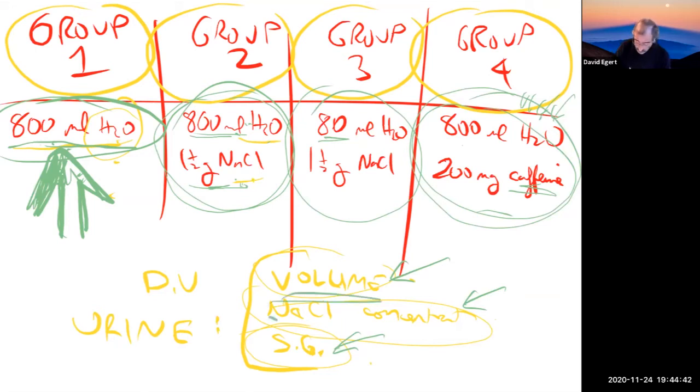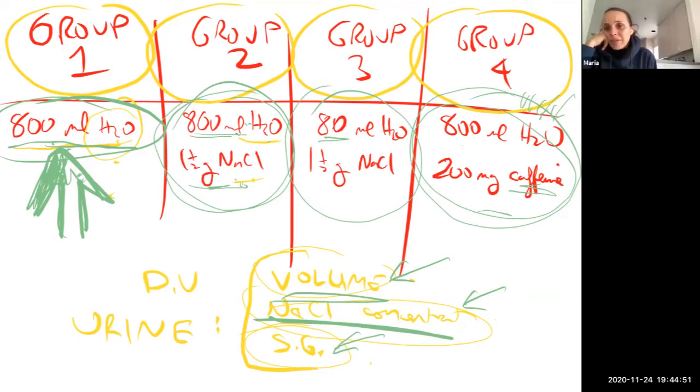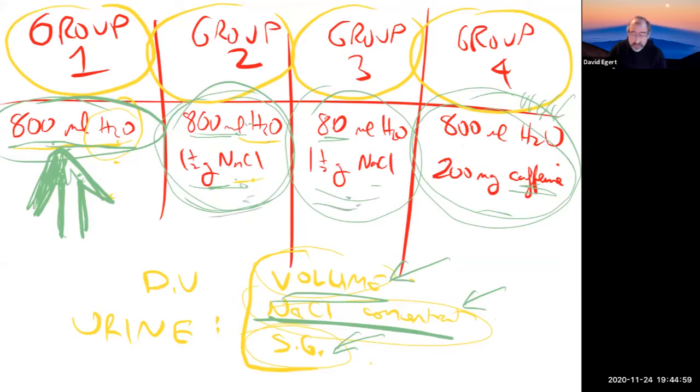What about sodium chloride concentration? There wouldn't be any. It will be low in group 1. Probably be low compared to the other groups. The more salt you're taking in, the more salt you probably need to let go of. And the other thing I would say, concentration is solute over solution.